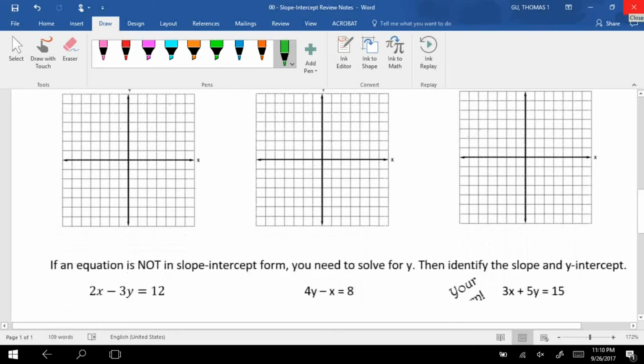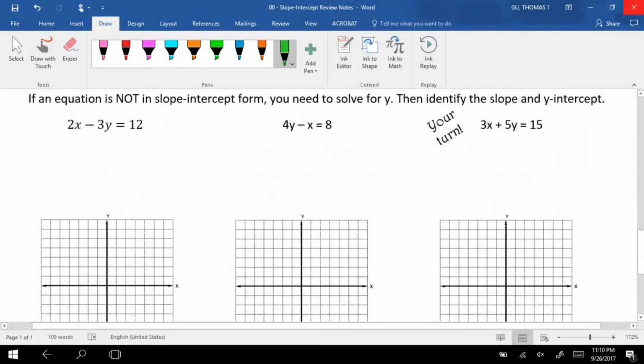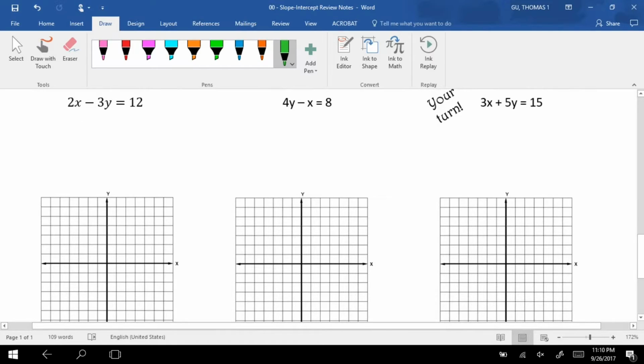And now the final problems. If an equation is not in slope-intercept form, then you need to solve for y. So we can rearrange any of these equations into slope-intercept form. Then identify the slope and y-intercept. Because look, if I look at this equation, 2x minus 3y equals 12, I can't see the slope.